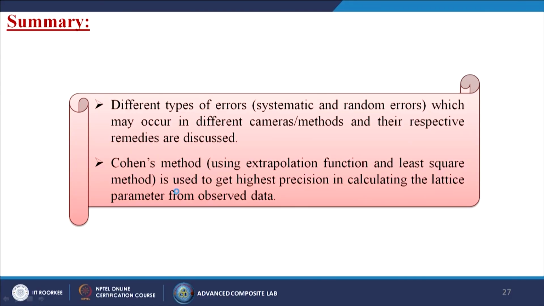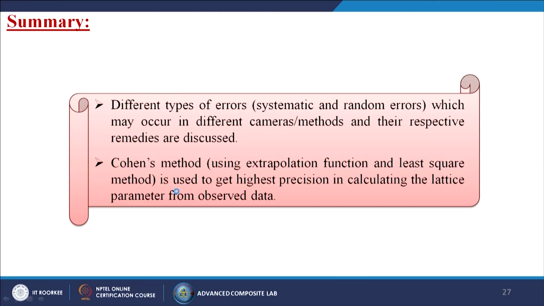Now we have come to the end of this particular lecture, and we have to summarize the whole lecture. In this lecture we have discussed the different types of errors, systematic and random, which may occur in different cameras and methods, and their respective remedies. Cohen's method, which uses extrapolation functions, and the least square method are used to get the highest precision in calculating the lattice parameter from the observed data.